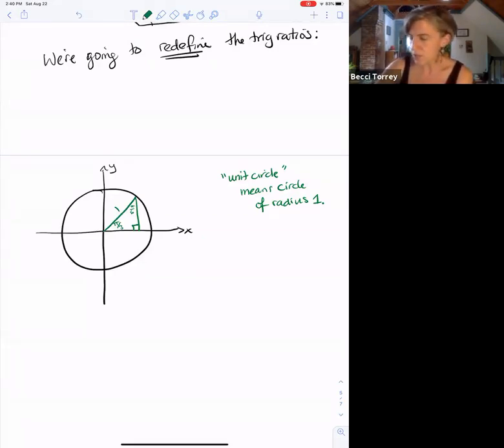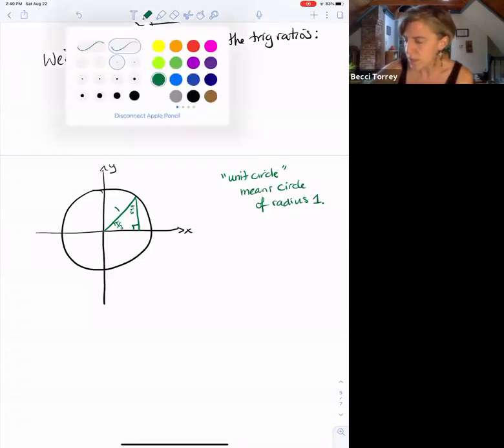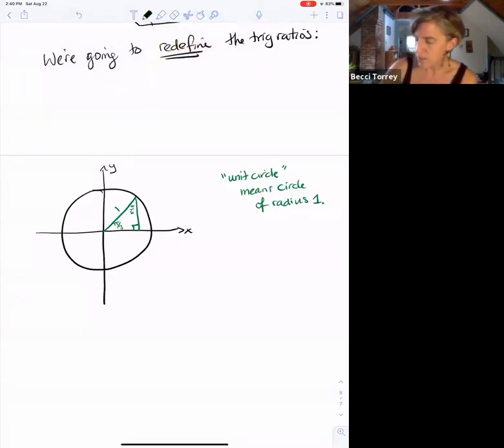And so this is a circle of radius 1, which means that all these values where the circle hits the axes are 1. So this is positive 1 in the x direction, this is positive 1 in the y direction, it's negative 1 in the x direction over here, it's negative 1 in the y direction down here. It's a unit circle, it's a circle of radius 1.